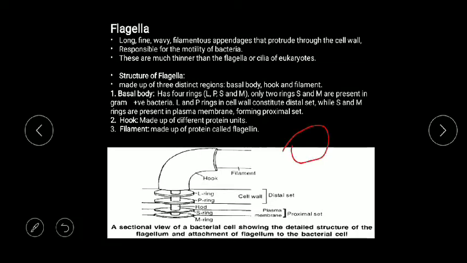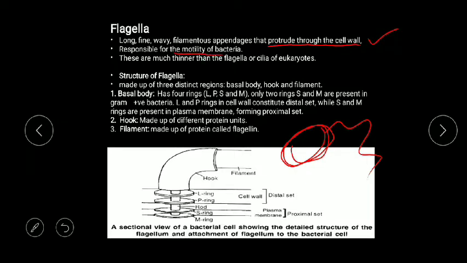Now next we talk about flagella. You know that when we talk about bacteria, from the bacterial surface you can see some protruding structures which we call flagella. Now these flagella are long, wavy and filamentous structures, as you can see here, and they protrude through the cell wall. So the first important thing is that they arise from the cell wall.